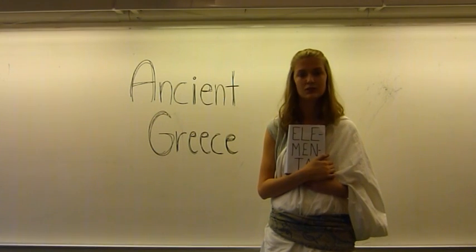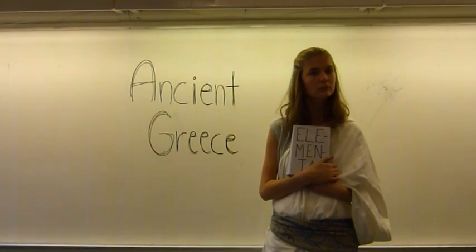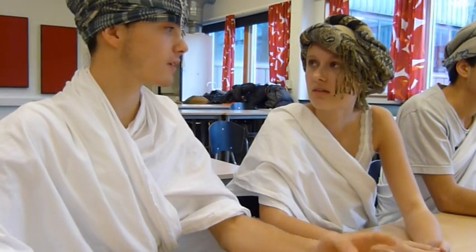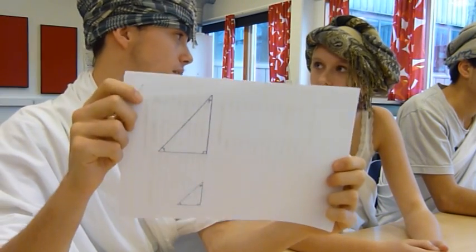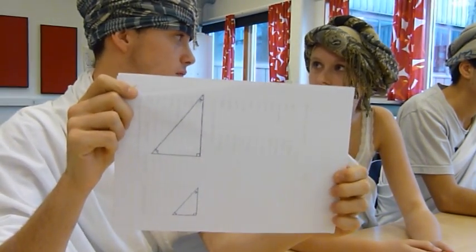Well, let's start with similarity, shall we? But what is similarity anyway? It's when two objects have the same relationship between angles and sides. Basically, they have the same shape but not the same size.